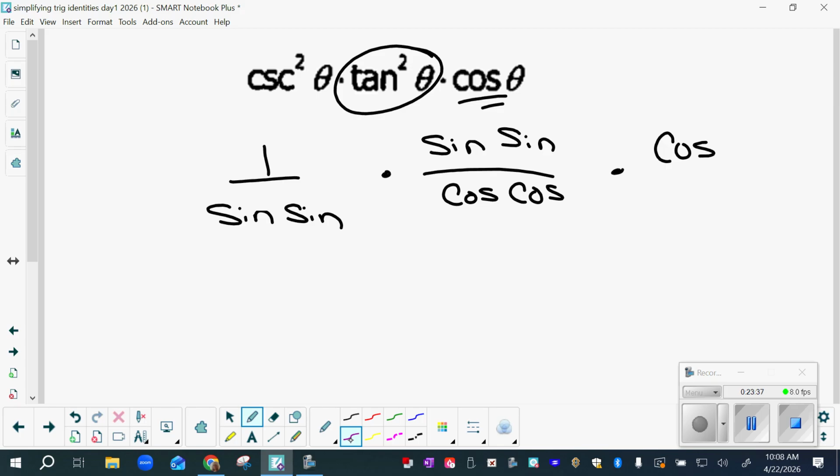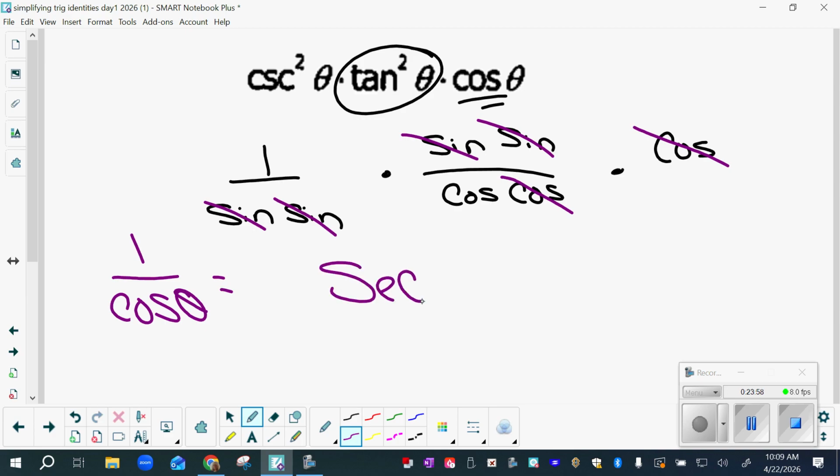Now let's cancel. Boom, boom, boom, boom, yay. One of these cosines with one of these cosines, yay. Here's what I got. I got 1 on the top. I got cosine theta on the bottom. I need it not to be a fraction. It is again secant theta. Do you see how it just gets more complex? Yeah? Are we good? Okay. We're going to step up our game a little bit.